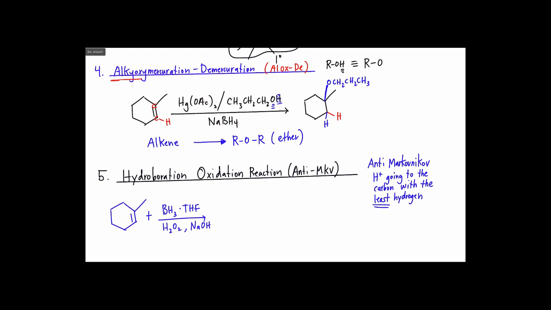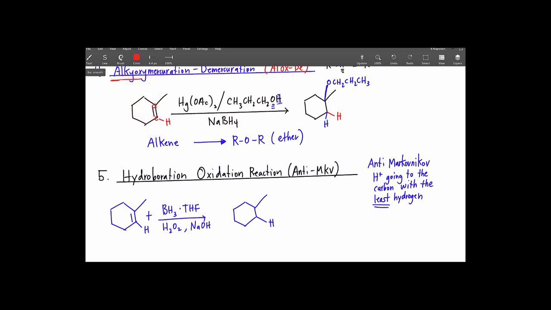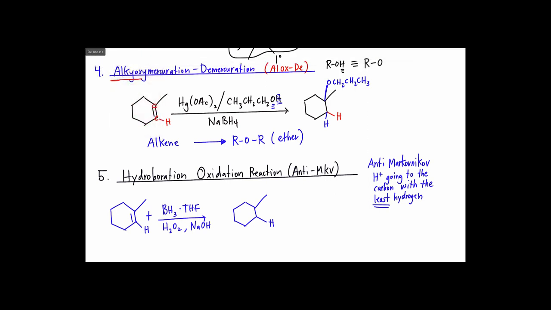All right, so I'm going to write out in blue that hydrogen. So we have this methyl group here and we have that hydrogen. So what's going to happen is your hydrogen is going to add to the carbon with the least amount of hydrogen. This carbon right here has no hydrogen. So I'm going to add a hydrogen there. And on the other carbon, you're going to have an OH.